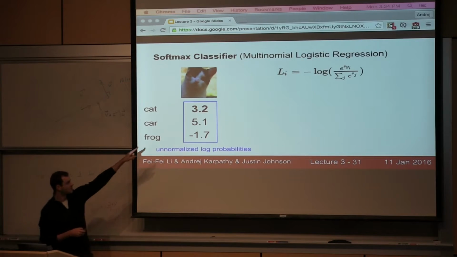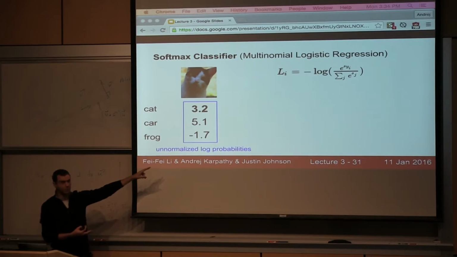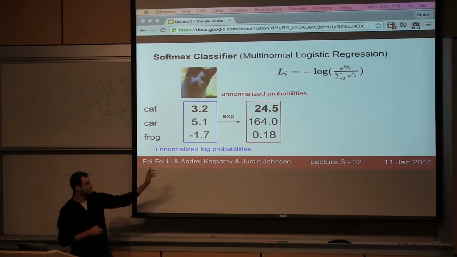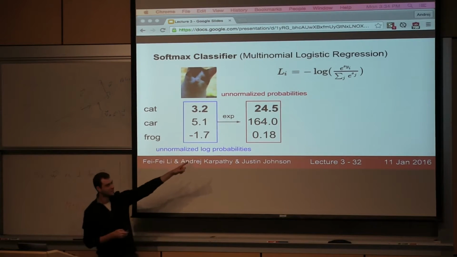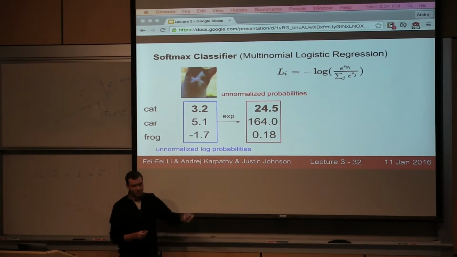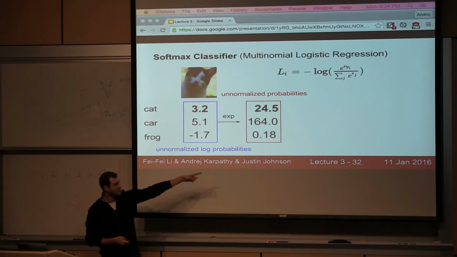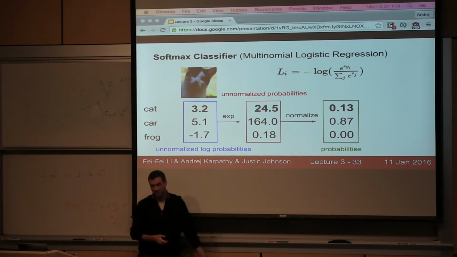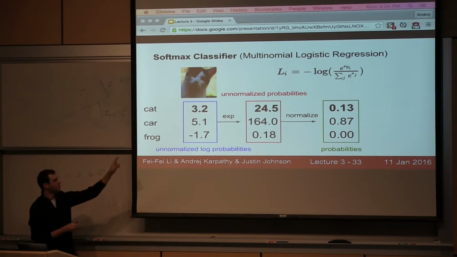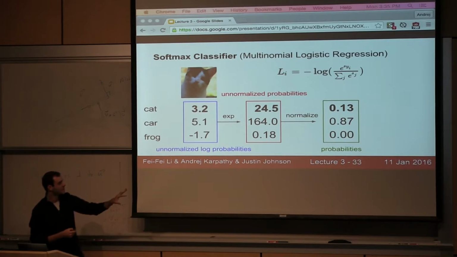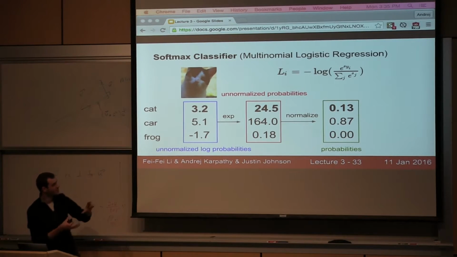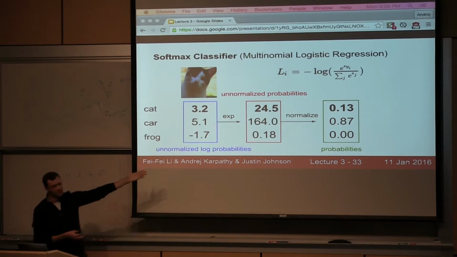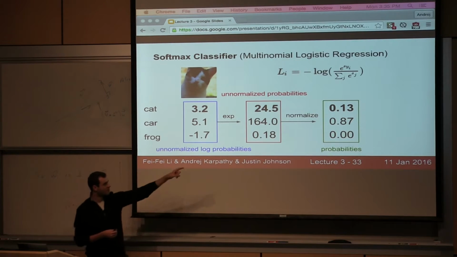So suppose here we have these scores that came out from our neural network or from our linear classifier, and these are the unnormalized log probabilities. As I mentioned, we want to exponentiate them first, because under this interpretation, that gives us the unnormalized probabilities. And now probabilities always sum to 1, so we have to divide by the sum of all of these. So we add these up and divide to actually get probabilities out. Under this interpretation, after carrying out these transformations, the probability assigned to this image being a cat is 13%, car is 87%, and frog is very unlikely, 0%. So these are the probabilities.